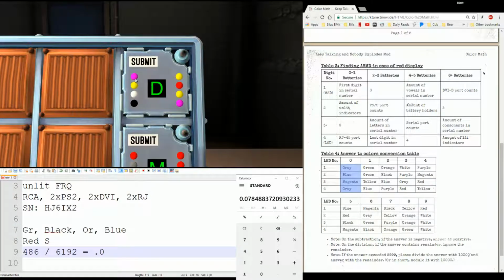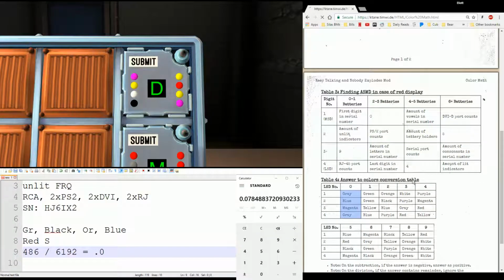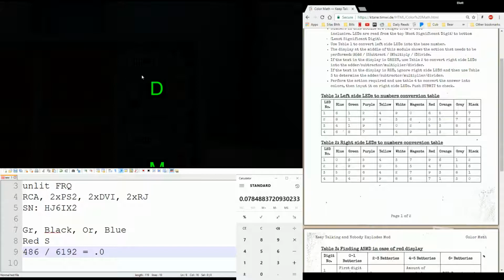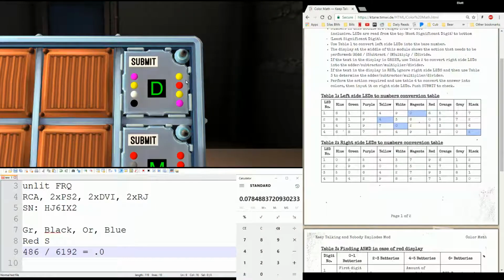I'm not going to punch in the answers to this, but this is first digit here. We said that was a zero. So I've got zero. Actually, I may go ahead and do this one because it looks like it'll be simple. It went dark. It was magenta, yellow, white, black. So magenta, yellow, white, black is 402 divided by, it's green, so we use the other side. Yellow, red, yellow, magenta. 4446. 402 divided by 4000 something. Again, decimal. Again, less than 0.1.